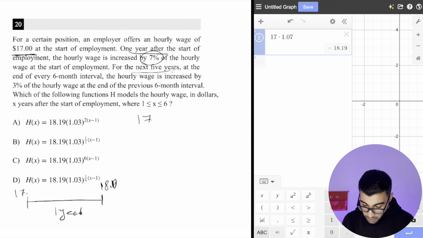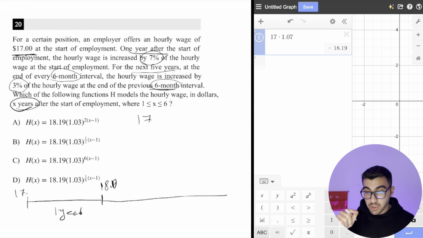Then for the next 5 years after this, at the end of every 6-month interval, the hourly wage increases by 3%. Okay, and it gave me 6 months, but in the function, the x is in years. So when you want to plug the number into x, you need to plug it as years. So you want to convert the months into years and then plug into x.